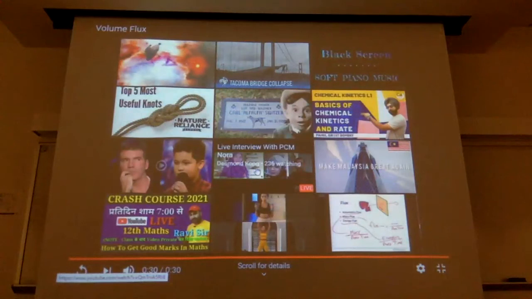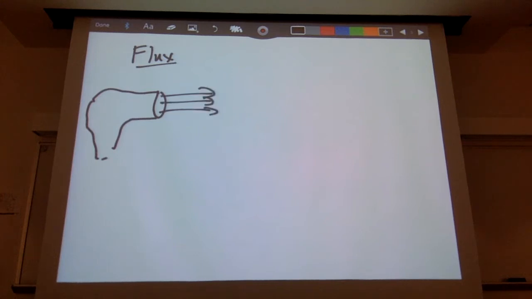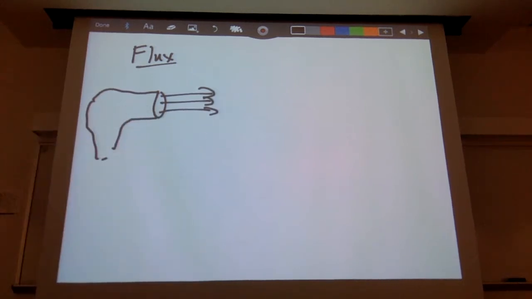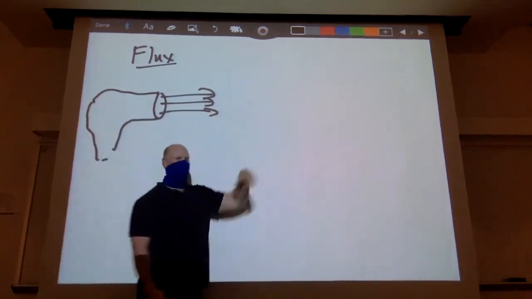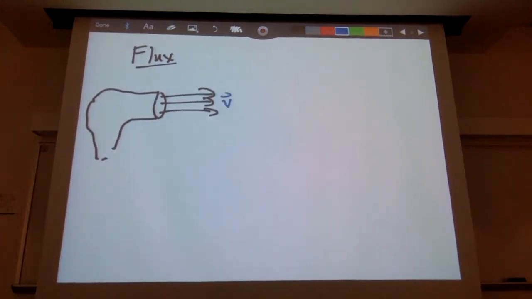Okay. So this is what we call volume flux or volume flow rates. So what is volume flux? Notice here what I'm doing is taking my blow dryer. My blow dryer is shooting out wind, so air, which is blowing in this direction. So I'm creating a vector field of wind velocity. I have a whole bunch of wind blowing in this direction, which is creating a vector field. That vector field is what we're going to call the velocity field.